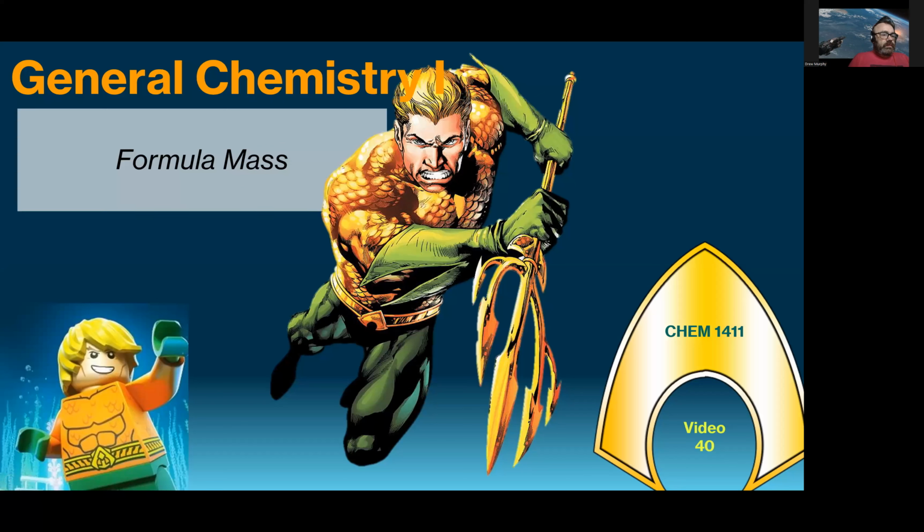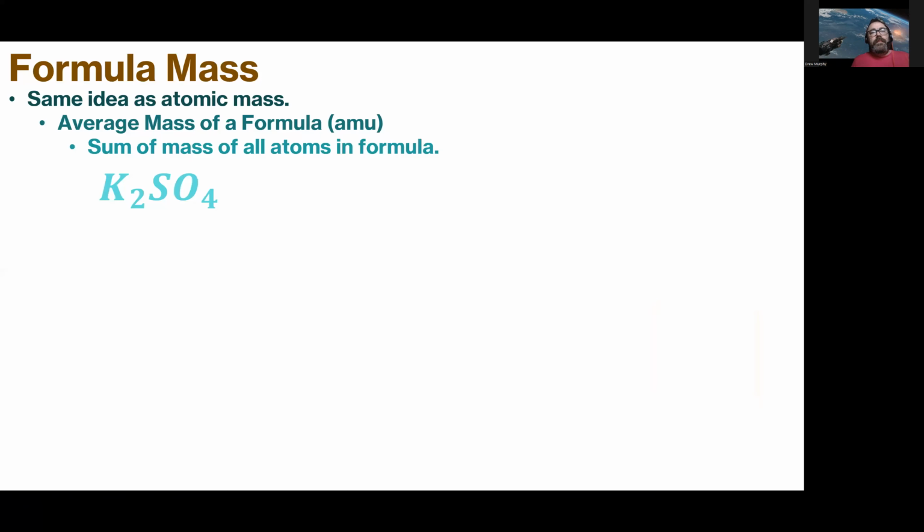All right, let's do a quick one here and talk about formula mass. You should already know this because we've talked about atomic mass, and they all really just go together. When we say formula mass, this is the mass of a chemical formula. It doesn't matter what the formula is, an ion, a compound, an ionic compound, a molecular compound, whatever. If it's got a formula, you can figure out the mass of it.